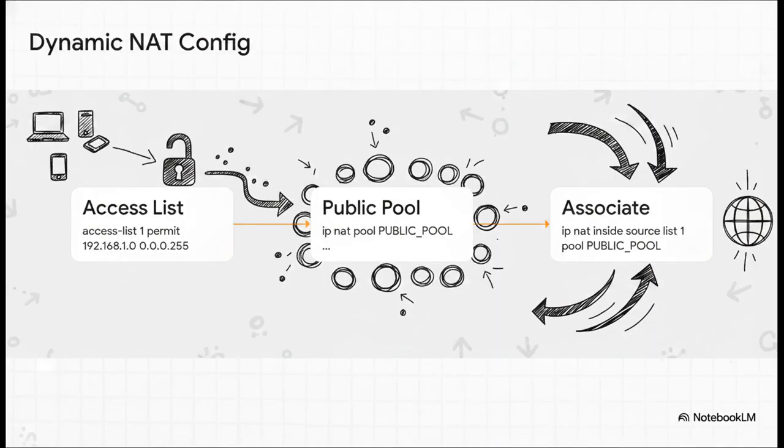But what if you have a whole group of users who just need temporary outbound access? You don't want to map them all permanently. That's exactly where dynamic NAT steps up, and it's a really clean 3-step process. Step 1. We create an access list. Something like access list 1 permit 192.168.1.0 0.0.0.255. This tells the router which internal devices are actually allowed to be translated. Step 2. We define a pool of available public IPs using IP NAT pool. And finally, step 3. We tie the whole shebang together with IP NAT inside source list 1 pool public pool. What this does is automatically hand out a public IP from that pool to an internal device the second it needs to talk to the outside world.